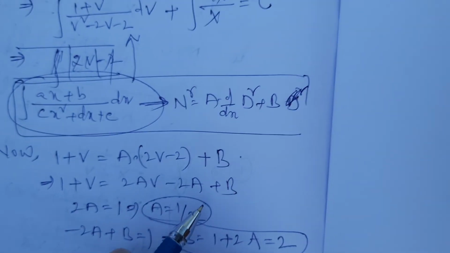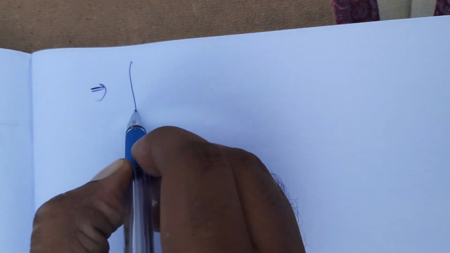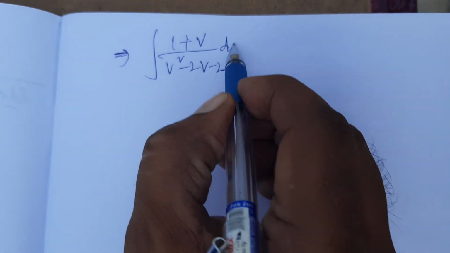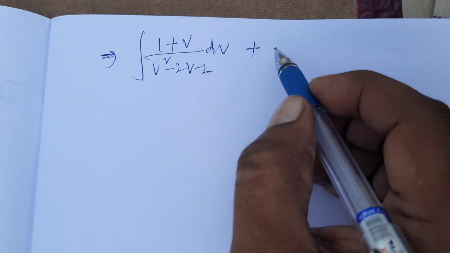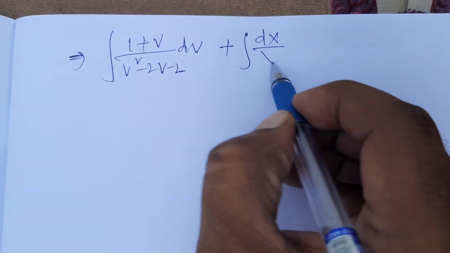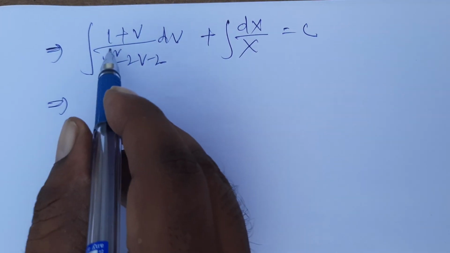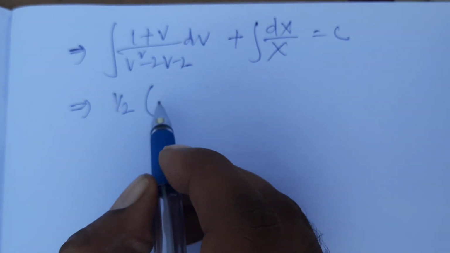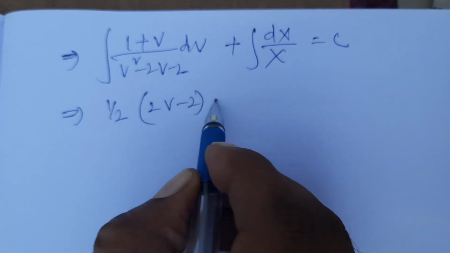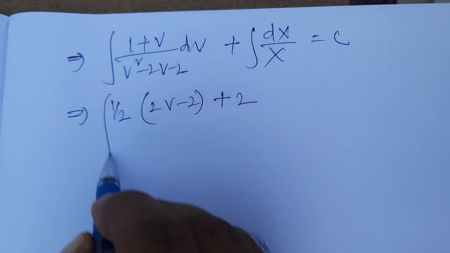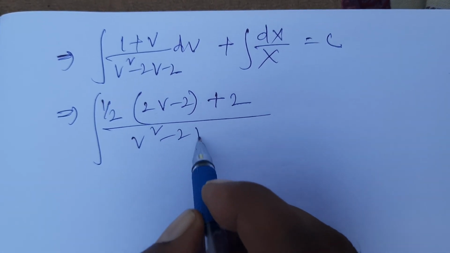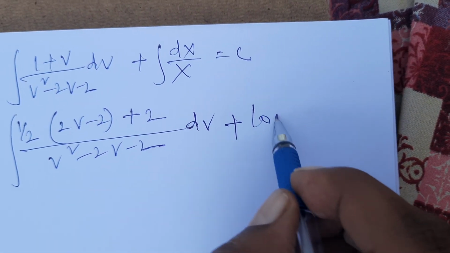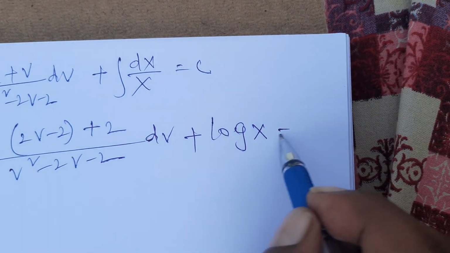Now the integration changes: integral (1 + v)/(v square minus 2v minus 2) dv + integral dx/x = c. So how can I write 1 + v? According to this, a value 1/2 into (2v minus 2) plus b value 2, over the denominator v square minus 2v minus 2, dv, plus integral dx/x, which means logarithm of mod x, equals c.